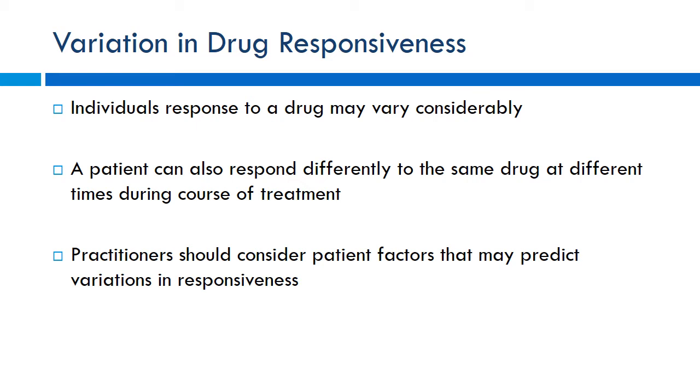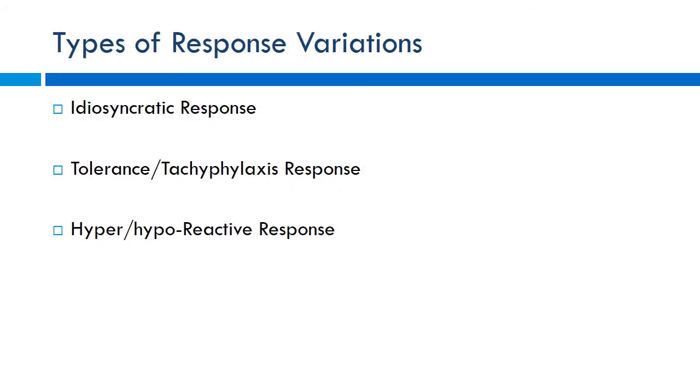Basically, even if you're giving a patient the same drug at different times during treatment, they may have different responses to it based on how the disease process is going, based on several different factors. So you really need to consider all points when prescribing a drug and trying to predict how a patient may respond to that dose.